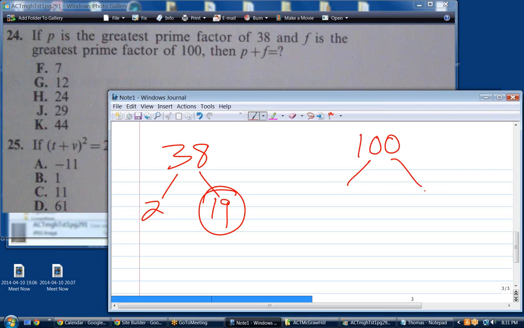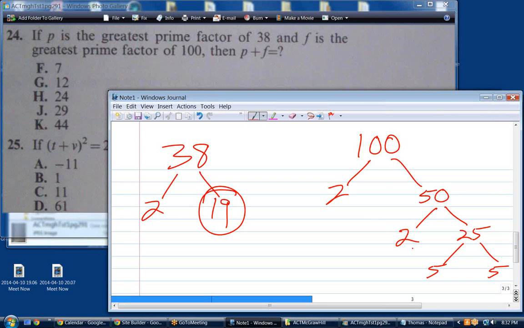50 and 2, and then 25 and 2. And then that's the lowest. So 25, I think. 25 factors into what? About 5 and 5. Oh, 5? Oh, yeah, I forgot you could do that. Okay. And all 4 of these are prime.